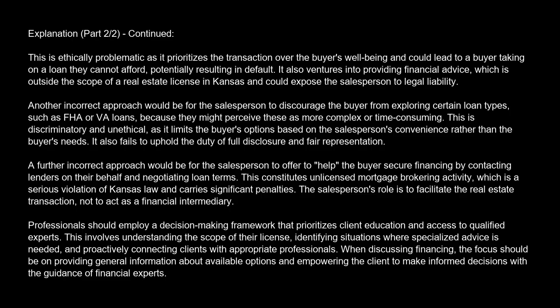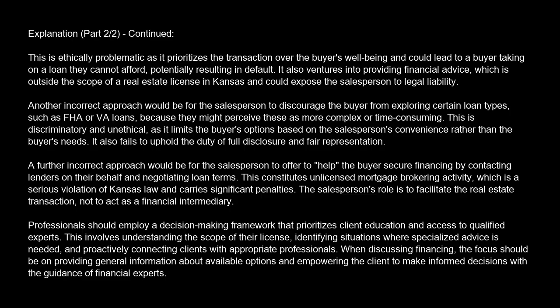Another incorrect approach would be for the salesperson to discourage the buyer from exploring certain loan types, such as FHA or VA loans, because they might perceive these as more complex or time-consuming. This is discriminatory and unethical, as it limits the buyer's options based on the salesperson's convenience rather than the buyer's needs. It also fails to uphold the duty of full disclosure and fair representation.